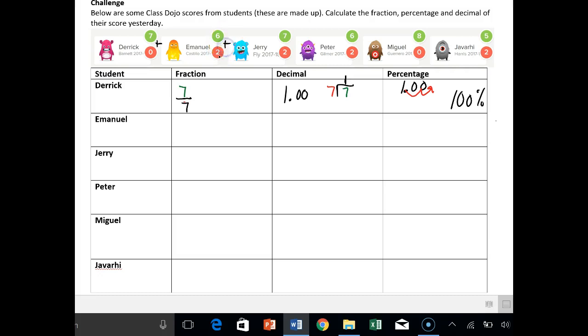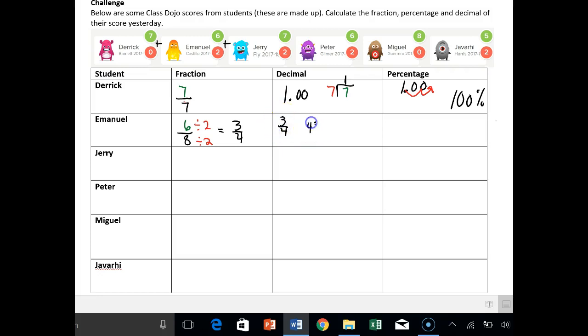His denominator is the total amount of points that he could have had. So 6 plus 2, he could have had 8. And he had 6, right? So 6 over 8, let's first simplify this. We can divide them both by 2. So 6 divided by 2 and 8 divided by 2 gives you 3/4. So that's what we're working with.